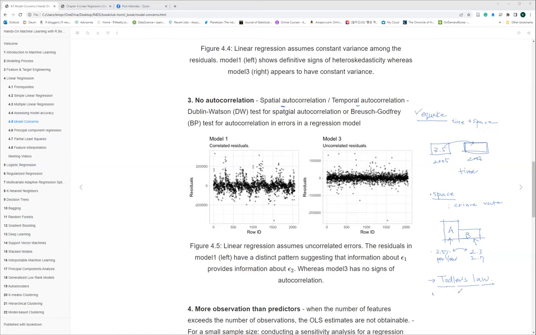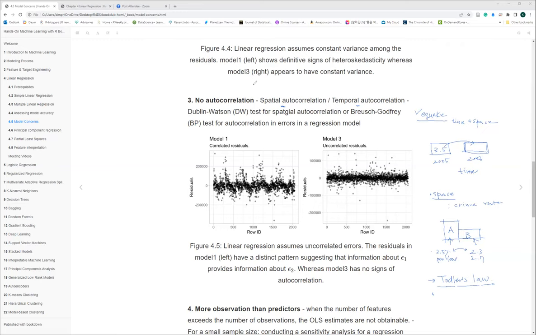So what Tobler's law is saying in geography is, like I said, when we have neighbors close to each other, those neighborhoods have a stronger relationship compared to when we compare one neighborhood to another that is far away. The basic assumption of spatial correlation is that everything is related, but close things are more related than distant ones. That's where spatial correlation comes from.